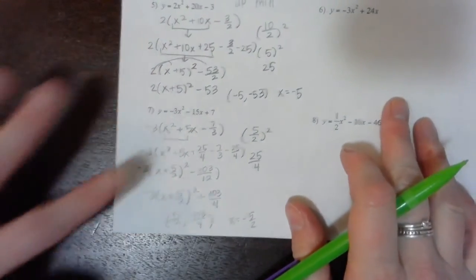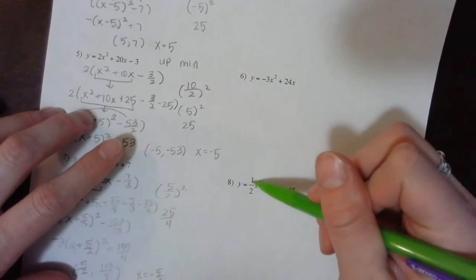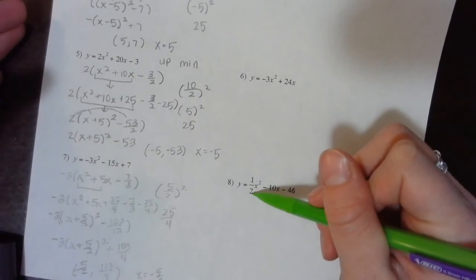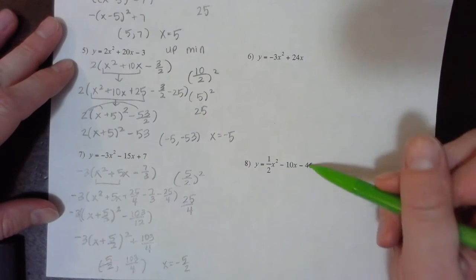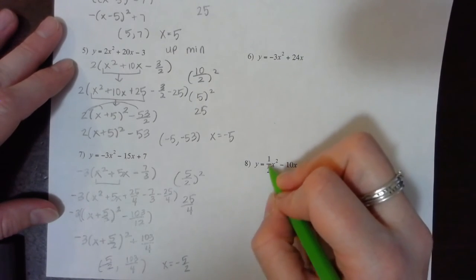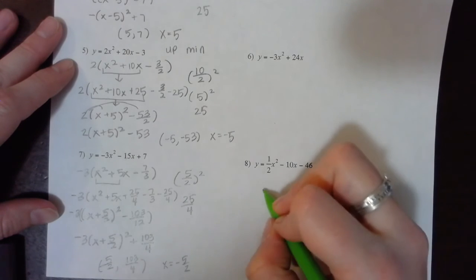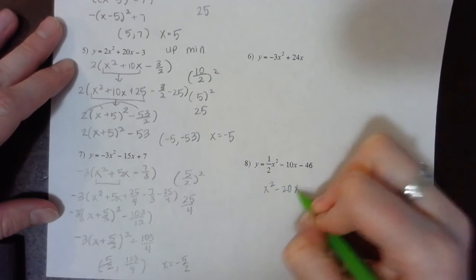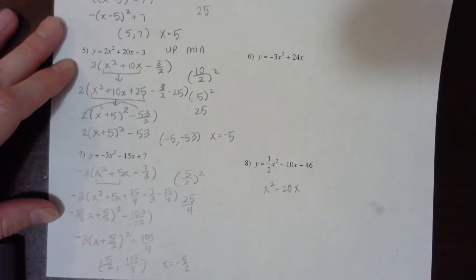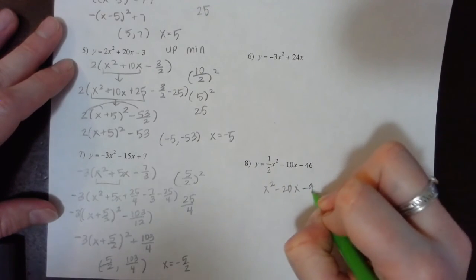Now, number 8, this guy, he is a fraction. In order to get him to be 1, you're going to do the opposite. So you're not going to divide off. You're going to multiply each of these by 2. So you would multiply this guy by 2, and that will give you x squared. And then you would multiply this guy by 2, and you'd have -20x. And you'd multiply 46 by 2, and that would give you -92.